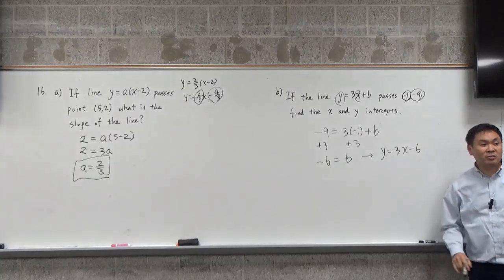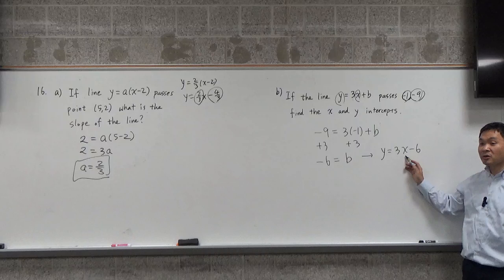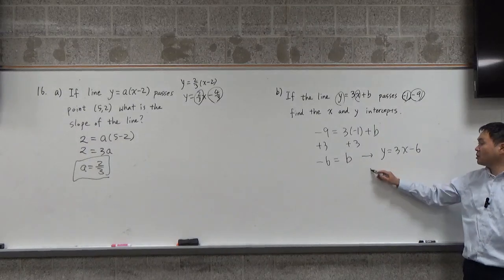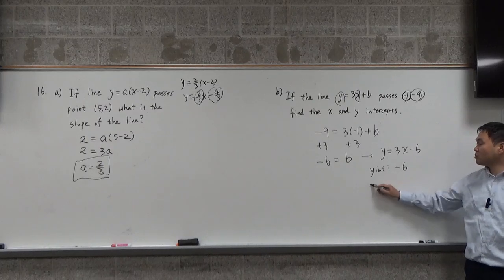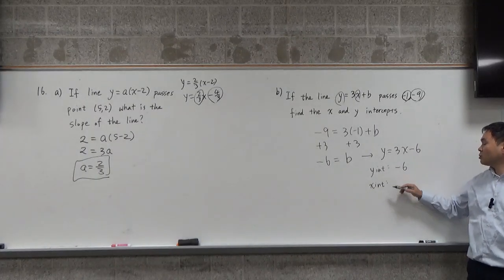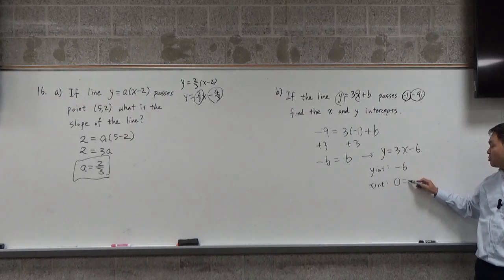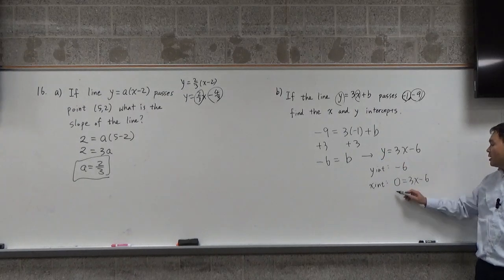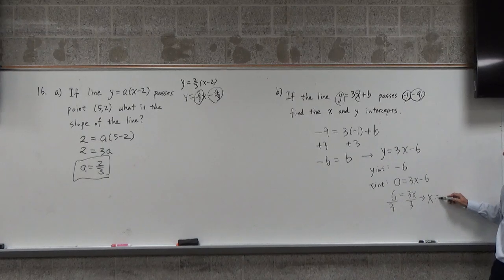What's the y-intercept? Negative 6, right? If you plug in 0 for x, you get negative 6. So the y-intercept would be negative 6. What's the x-intercept? Well, to get the x-intercept, you set y as 0. So 0 equals 3x minus 6. Add 6 to both sides. Divide by 3. What do you get? x equals 2.